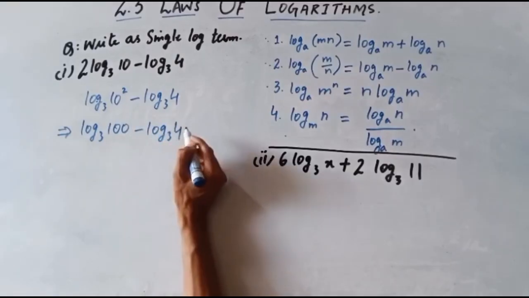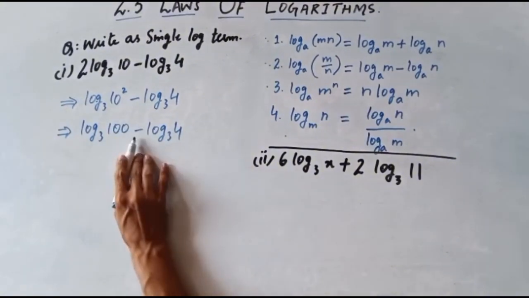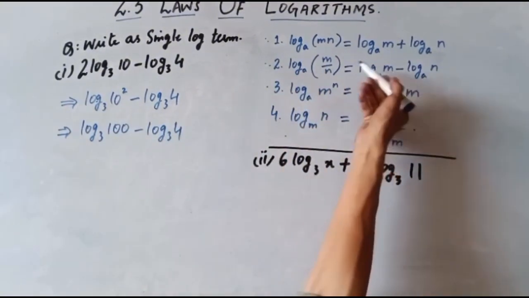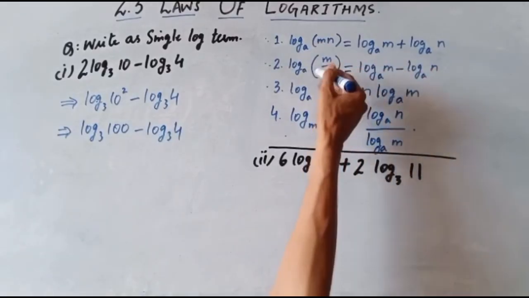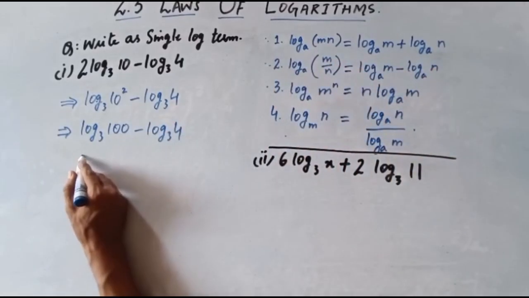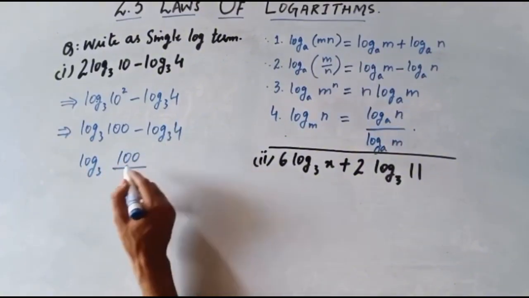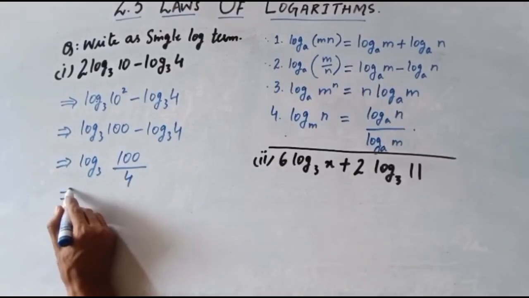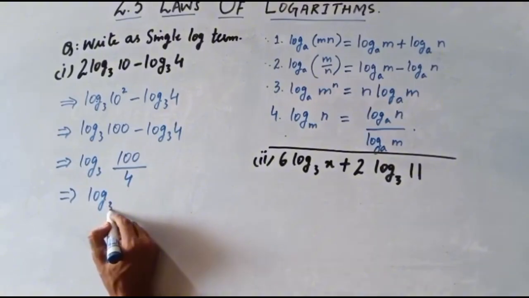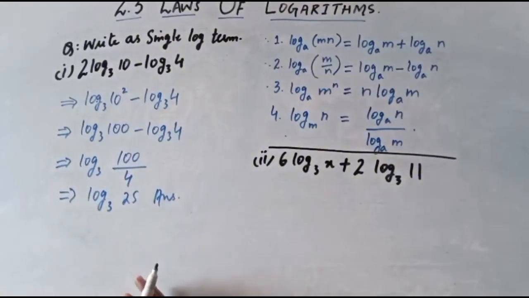Now you can see over here the bases are same of the log and there is minus in between, so we will go opposite of the quotient law, and it is written minus over here, so in single log term we can write it in the fraction. So this 100 will come in the numerator and this 4 will come in the denominator, and after simplification we will get the final answer as log base 3 25, 100 upon 4. This is how we can write our multiple log terms into single log term.